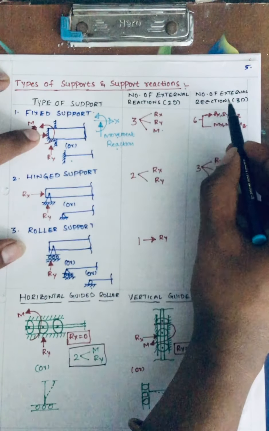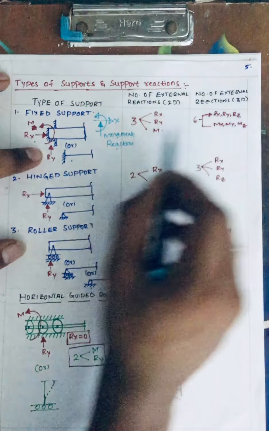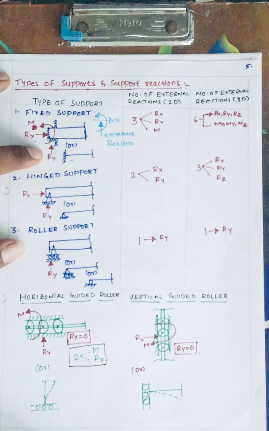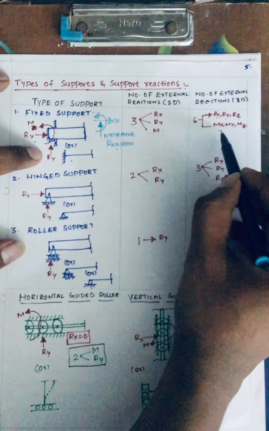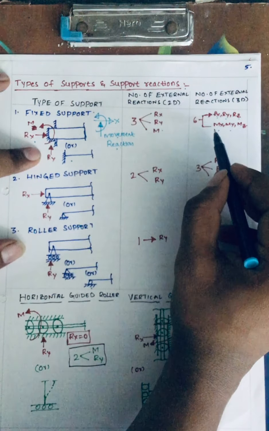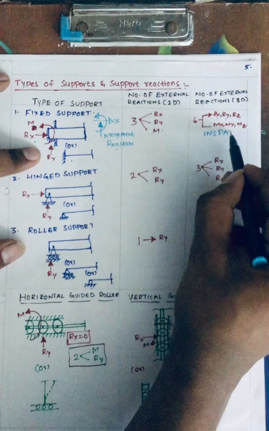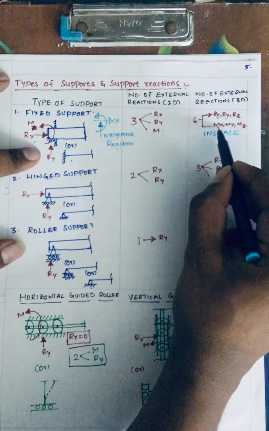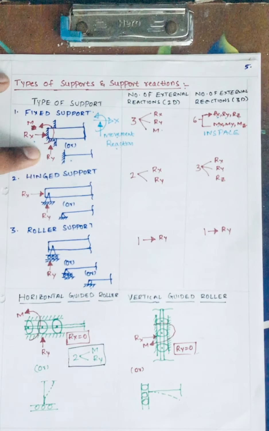So number of external reactions in 3 dimensional. This is 2D. If you take a 3 dimensional structure, the number of reaction quantities will be Rx, Ry, Rz, Mx, My, Mz. Otherwise we can call it a fixed beam or a fixed support in space. So a fixed support in space will have how many reactions? 6 reactions. Rx is one reaction, Ry, Rz, Mx, My, Mz. So this is about the fixed support in space.